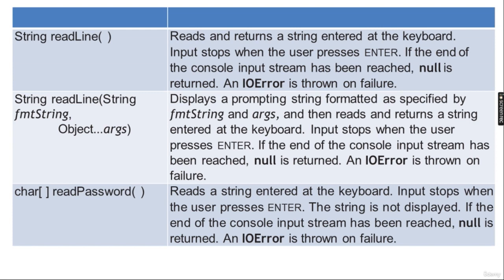Okay. So the next is readLine(String format, Object... args). It displays a prompting string formatted as specified by the format string and args, and then reads and returns a string entered at the keyboard. Input stops when the user presses Enter. The complete line will be read. If the end of the console has been reached, null is returned, and an IOError is thrown on failure. Okay? Failure is a catastrophic system failure, and this type of error we will not handle.